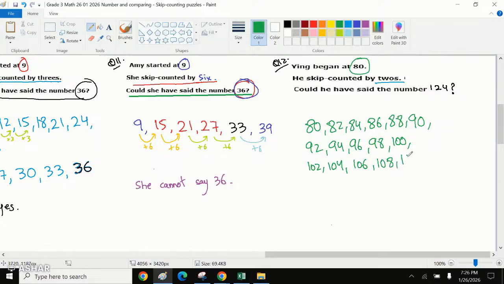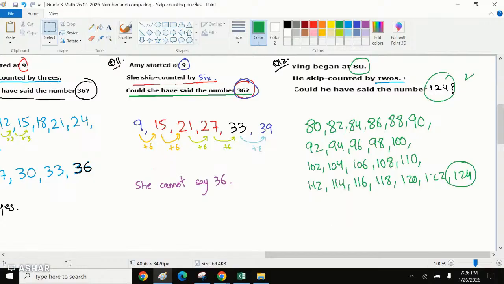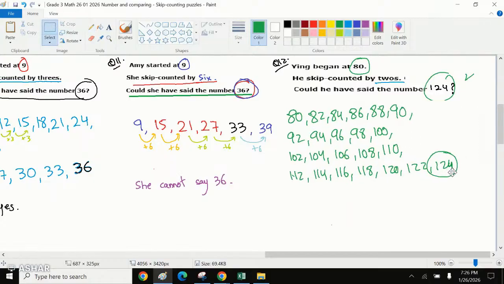108, 110. This would be 112, 114, 116, 118, 120, 122, and 124, right? Yes, he can say this number, okay?